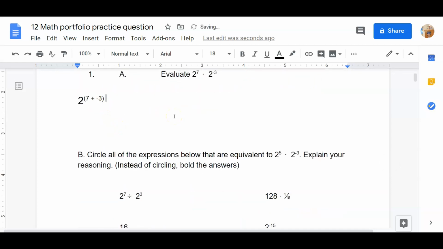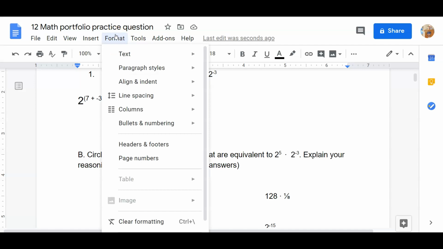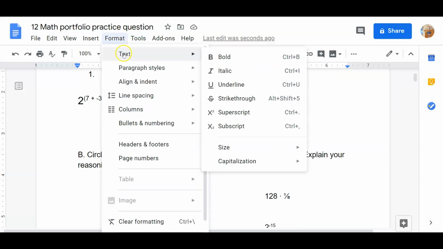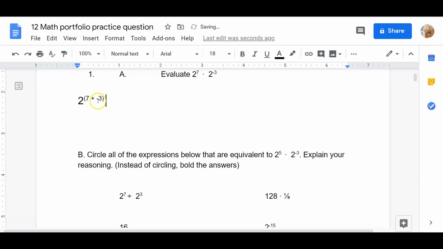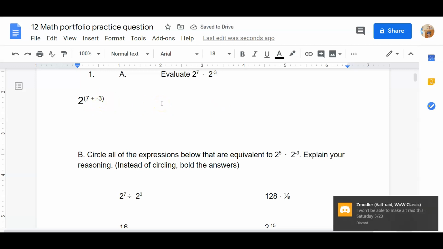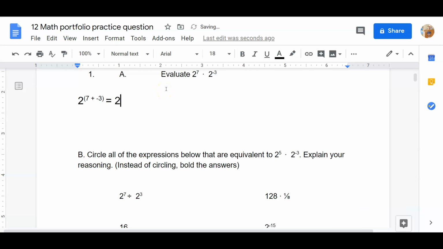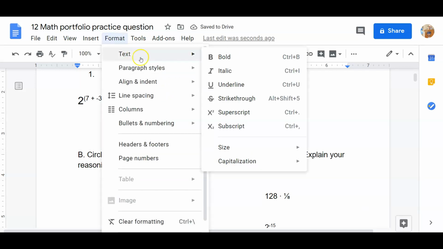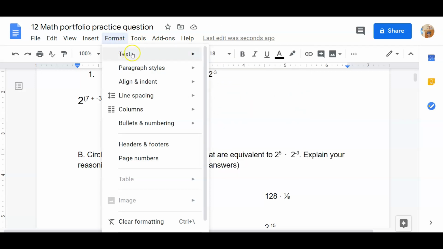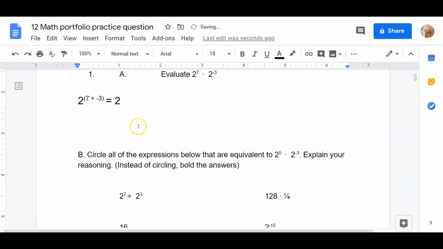Now, we're still in superscript. So to get out of it, you go to the format again, you go to text, and you click it again. And you see how the cursor is big again. So you hit equals, and now the 2 remains the same always. And we open our format again to go back to superscript. So that's format, text, superscript. And we put in the value of what 7 plus negative 3 is.